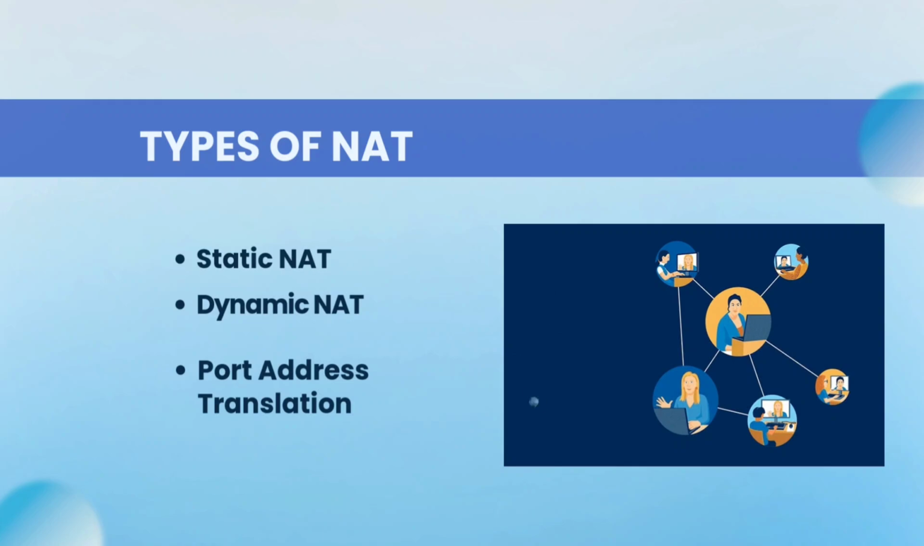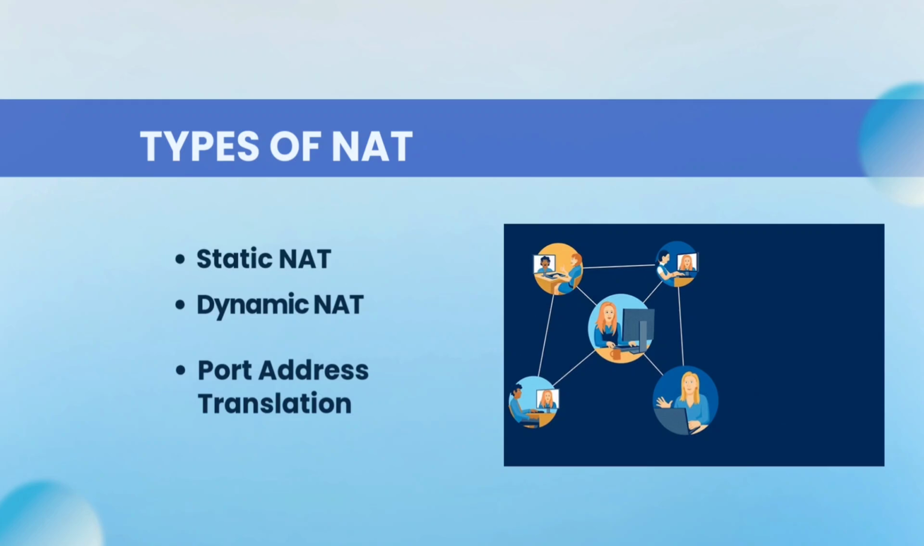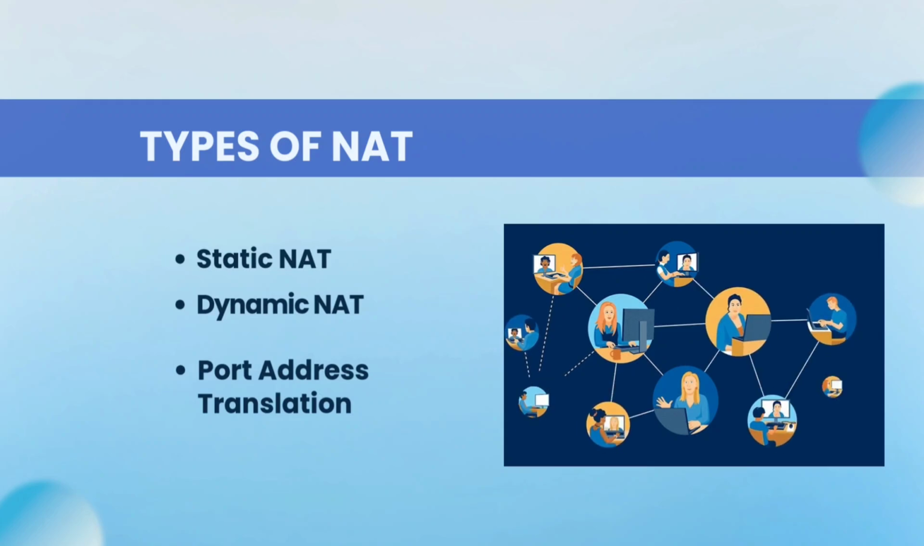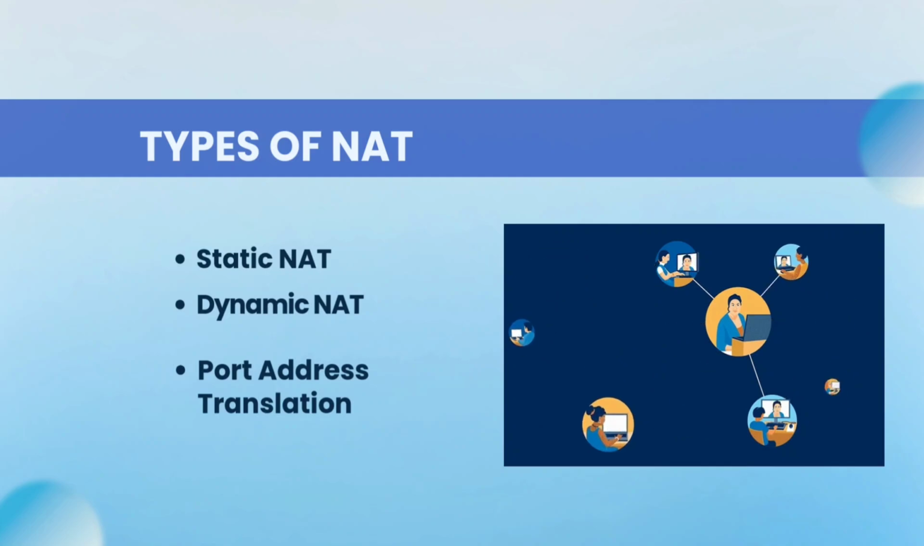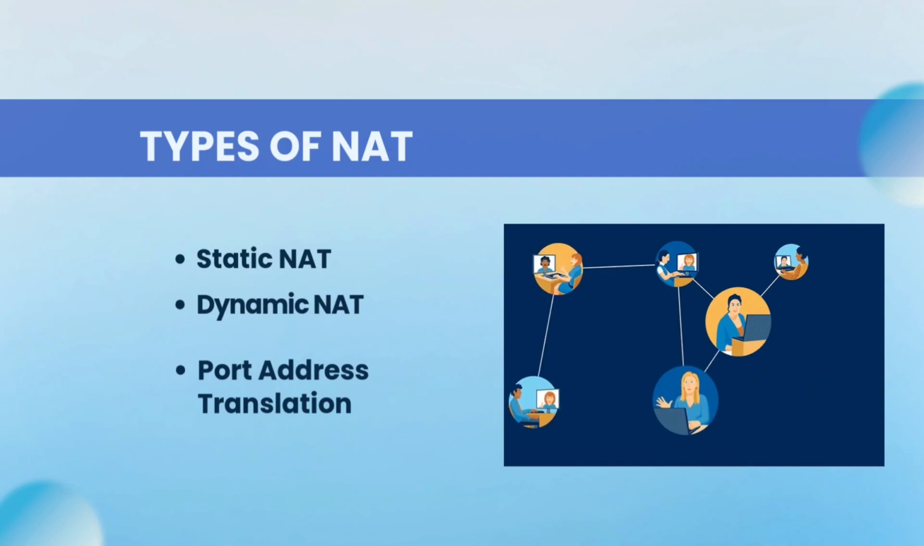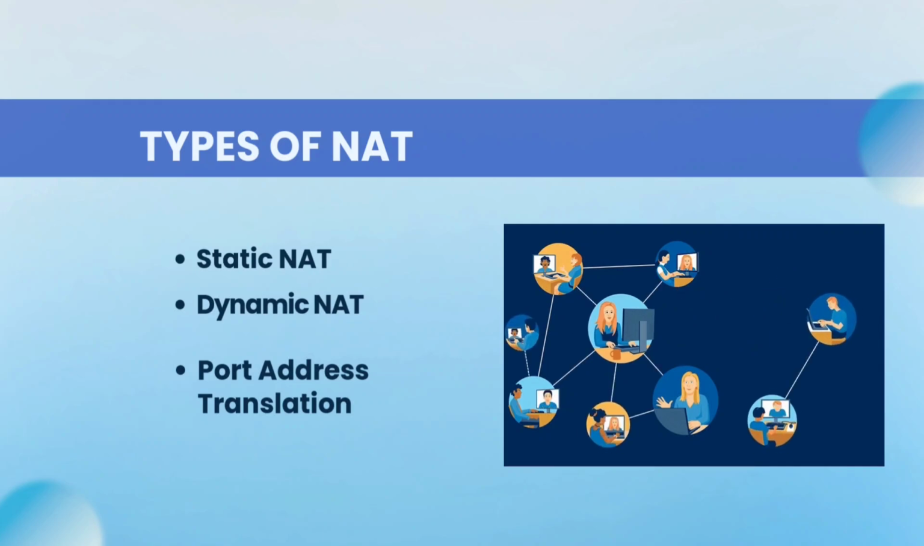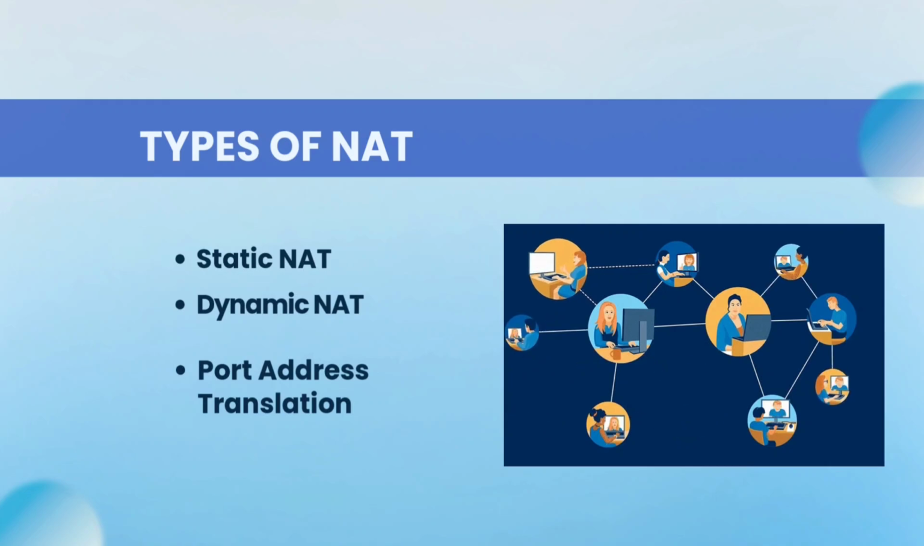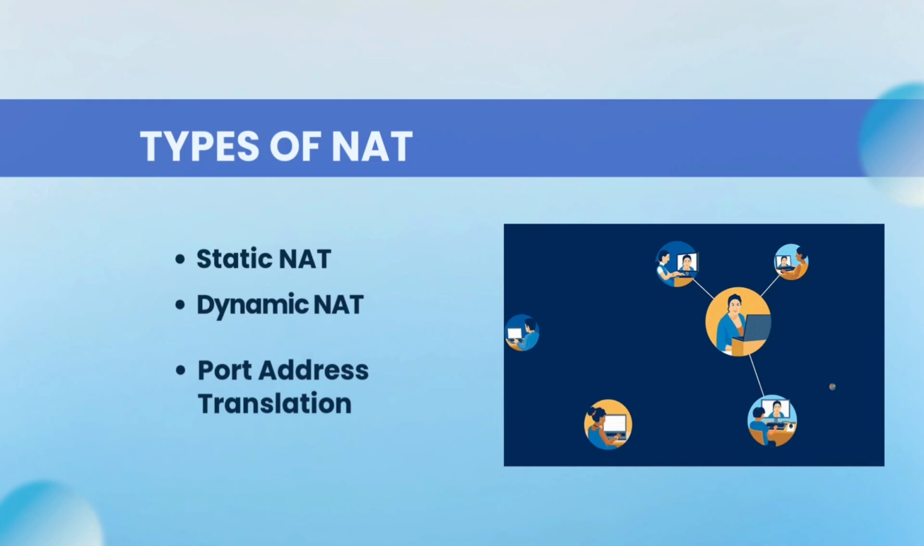Dynamic NAT maps a private IP address to a public IP address from a pool of public IP addresses. It is used when multiple devices need access to the internet but do not require a consistent public IP. On the other hand, port address translation maps multiple private IPs to a single public IP. It is also called NAT overload. It differentiates devices by using unique port numbers and is the most common type of NAT used in home and small office routers.